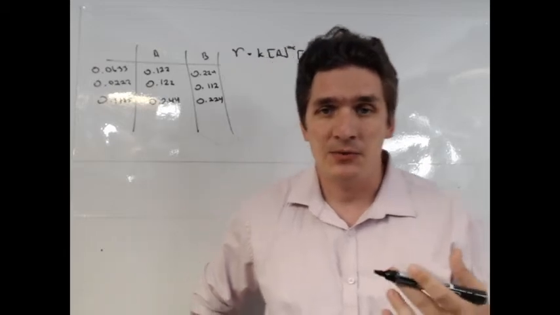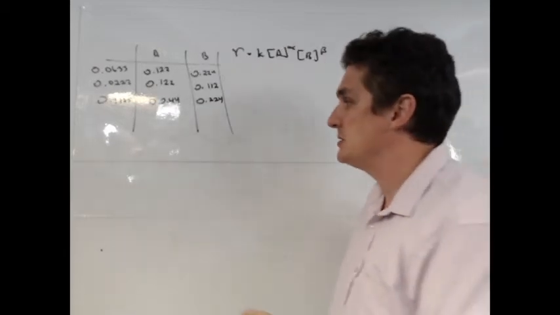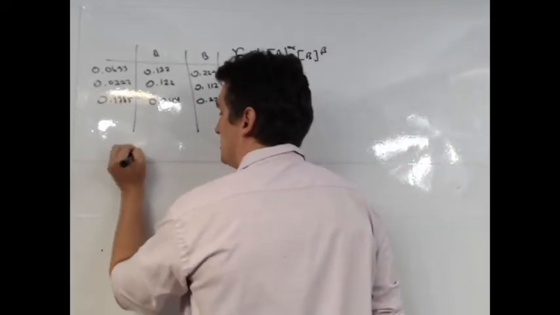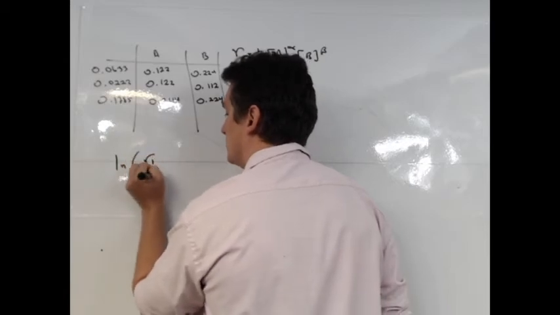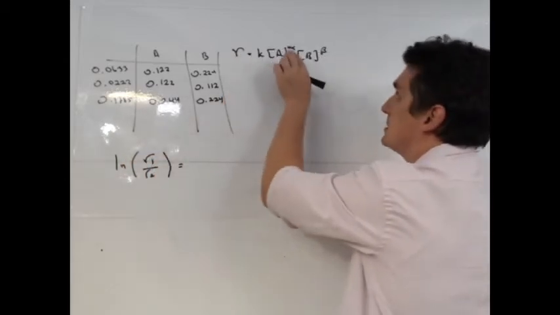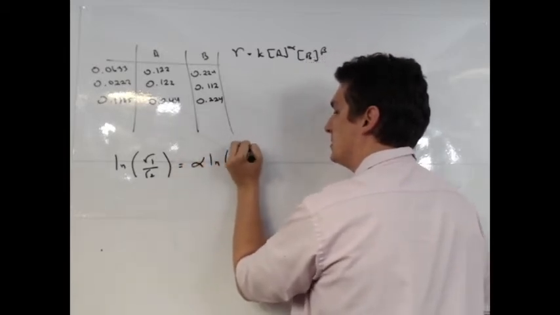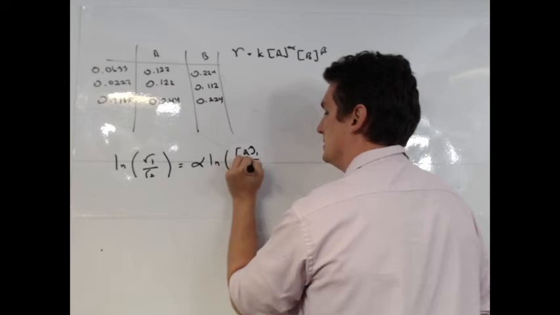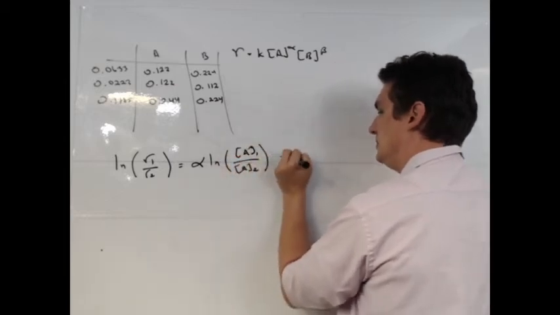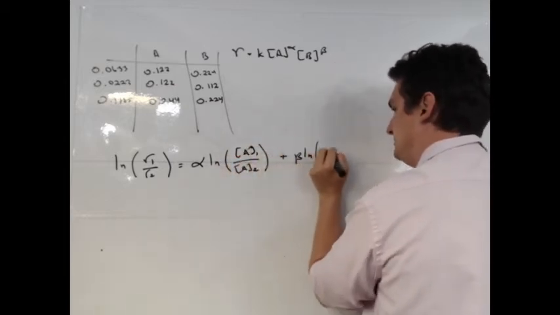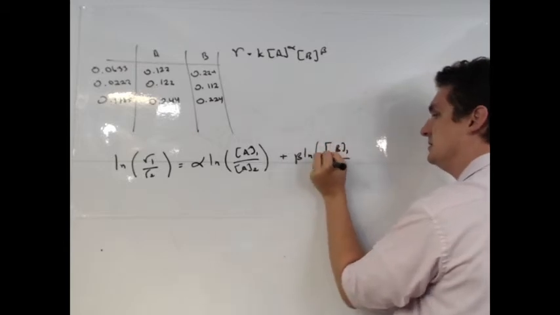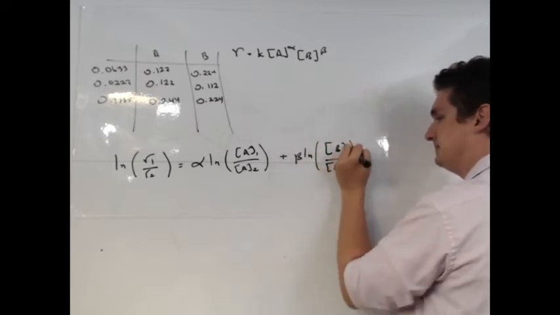Now, if you go through the notes, I worked through the derivation on how to do this, but you can prove that for comparing two rates, you get the relationship: the natural log of rate 1 over rate 2 equals the order of A times the natural log of its concentrations between the two rates, plus the order on B times the natural log of the concentration of B between the two runs.